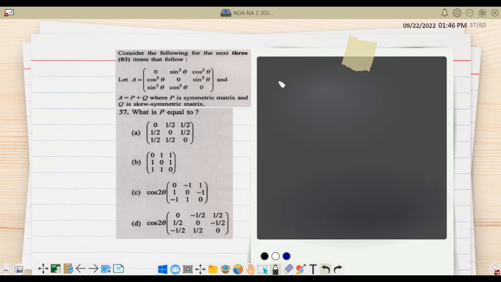Okay. I'm going to see the 37th question. A matrix A is given and A is written in the form of P plus Q. P is symmetric and Q is skew symmetric. Actually, this is a property because every matrix can be written as a sum of a symmetric matrix and a skew symmetric matrix. The matrix is going to be A equal to half of A plus A transpose. This is going to be a symmetric matrix. Half of A minus A transpose. This is going to be a skew symmetric matrix.